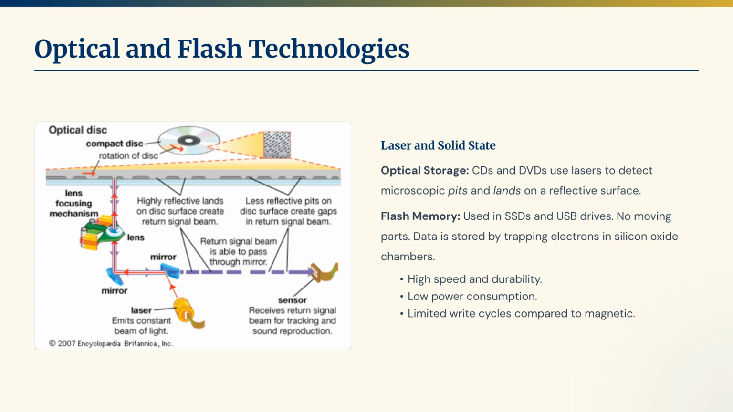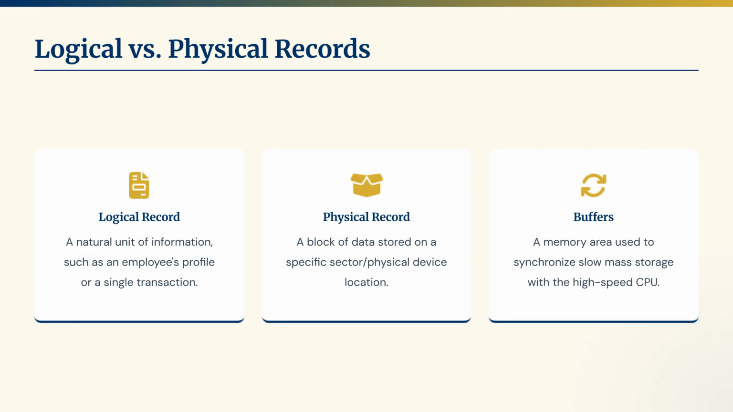Optical storage like CDs and DVDs uses lasers to read microscopic pits and lands. Meanwhile, flash memory, found in SSDs and USB drives, offers high speed and durability by trapping electrons in chambers without the need for any moving parts. Understanding data organization is key.